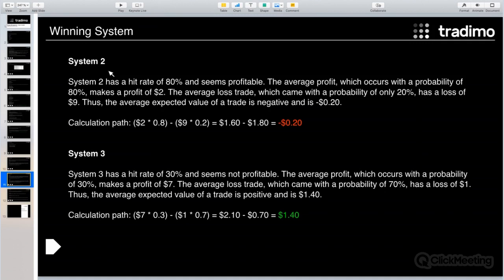Two questions. How do I know what hit rate a system has? Usually you can see this if you read something and the author or the editor is saying the hit rate is 40%. Then it doesn't mean anything to you without knowing the average winning trade and the average losing trade. And then you can put all the things together and you will know your expected value of a trade.